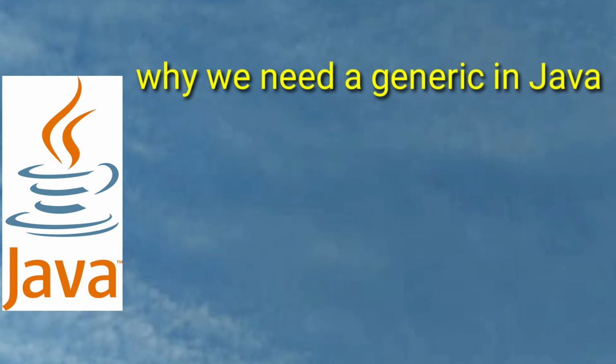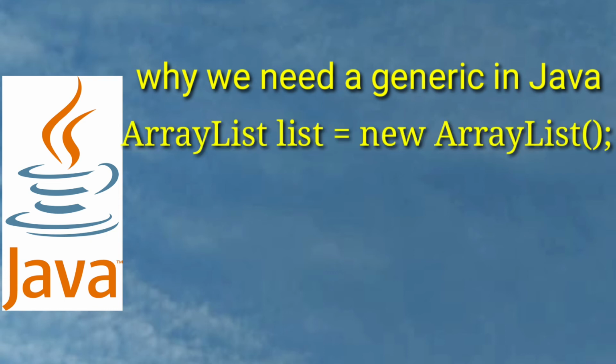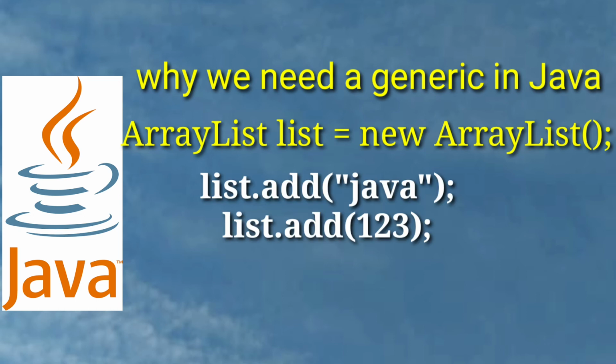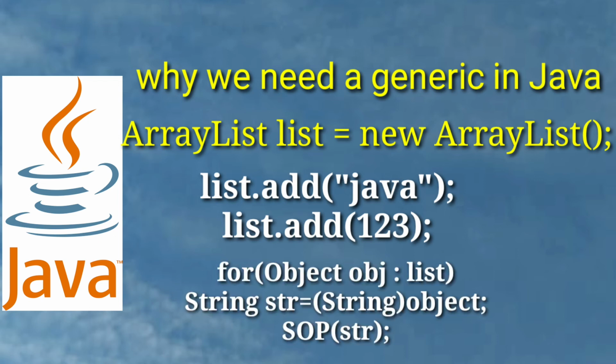Let us take one example, then you can understand how it is going to throw ClassCastException at runtime. But you will never be notified about this exception at compile time. Here I am creating an object of an ArrayList, and I am adding two values. One is a string and one is an integer. Then I am using a for each loop while iterating the values.